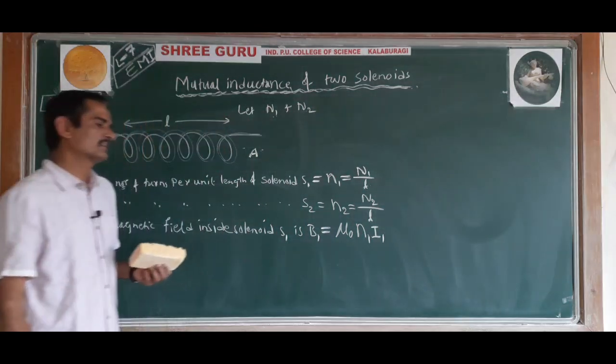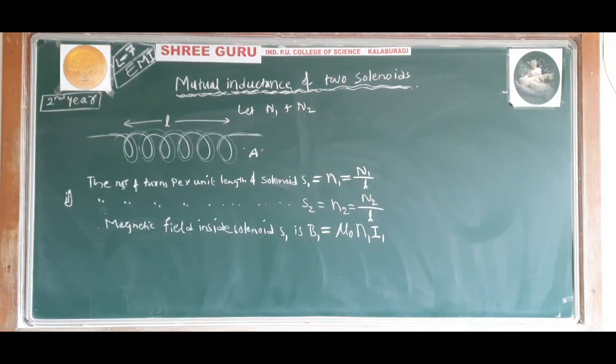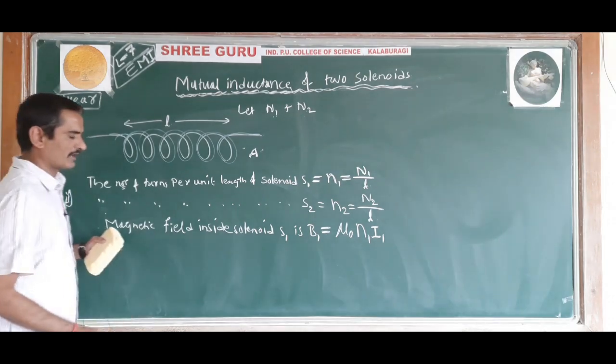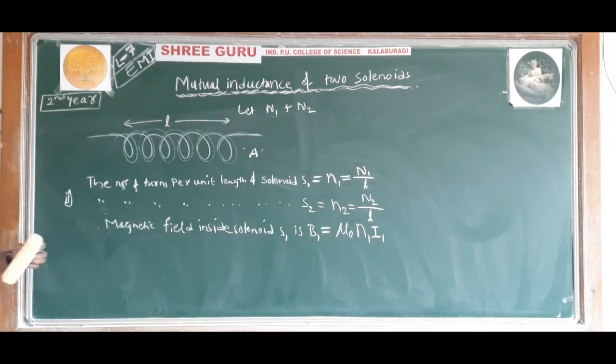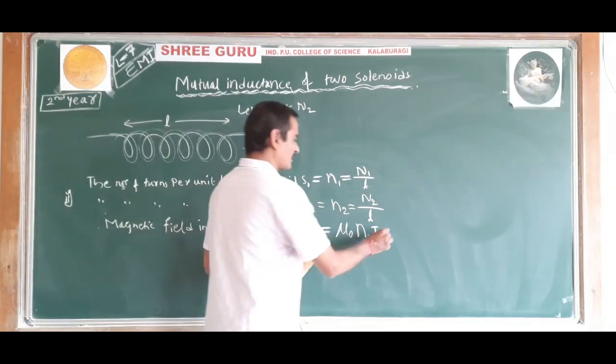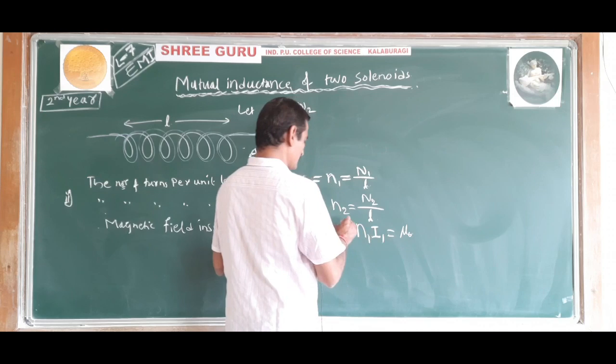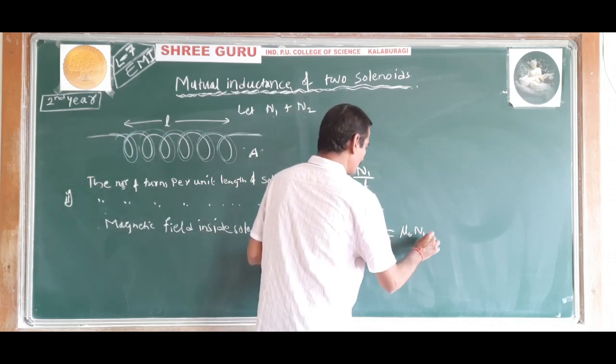Mu naught N1 into I1. The magnetic field in a solenoid is given by mu naught Ni, you know that, and it is the magnetic field due to the first solenoid, that is S1. So therefore mu naught N1 I1. Understood? So the magnetic field inside the solenoid S1 is mu naught N1 I1, and this can also be written as mu naught, where n1 is nothing but capital N1 divided by L, times I1.